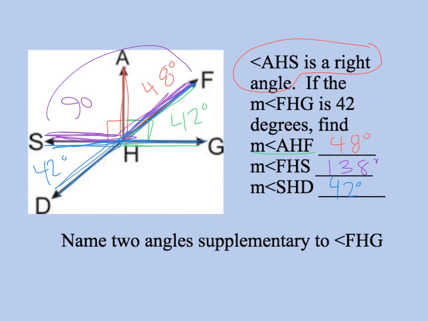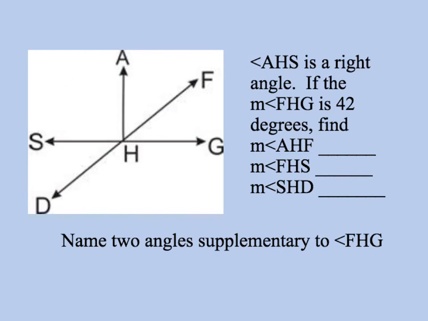And the last question says name 2 supplementary angles to FHG. I'm going to clear this so we can see them better. Okay, 2 angles supplementary to FHG. I'm going to mark FHG. So I need to find 2 angles that make a line with FHG. So this makes a line. So this is angle DHG is supplementary. The second one I'm going to change color. This yellow one makes a line as well. So there's two answers, angle DHG and angle FHS.